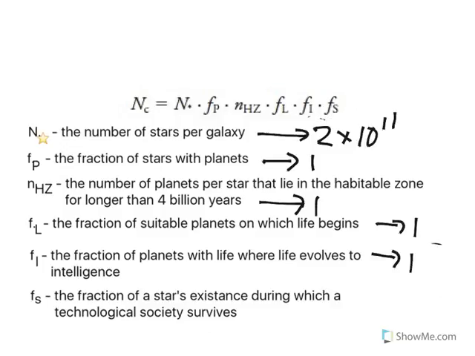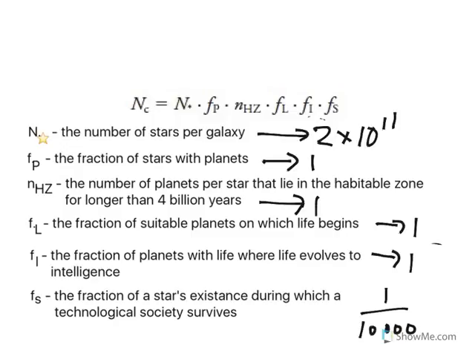Now let's look at the last fraction, the f sub small s. So f sub s is the fraction of a star's existence during which a technological society survives. In other words, your human life form or your technologically advanced life form has evolved to the point that it can communicate, it has developed weapons of mass destruction. So what's the probability that they don't kill each other off and so there's no one left to communicate with? The optimistic person would suggest a fraction of like 1 over 10,000.